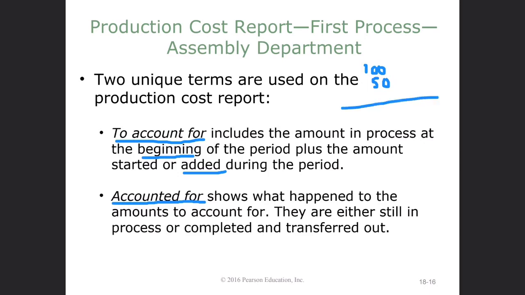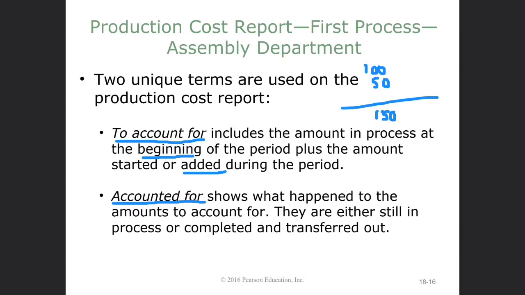So we have 150. That's a 5. We have 150 to account for. And then accounted for shows what happened to those amounts. 150. Are they still in process or have we completed and transferred those out? So if we completed and transferred some out, we would take that out of the 150.